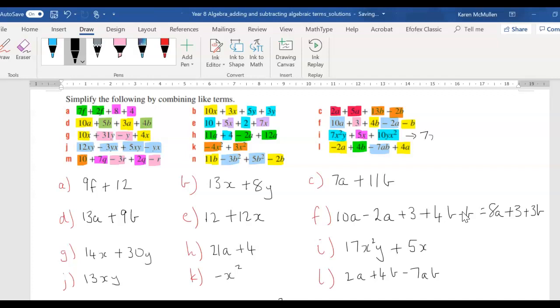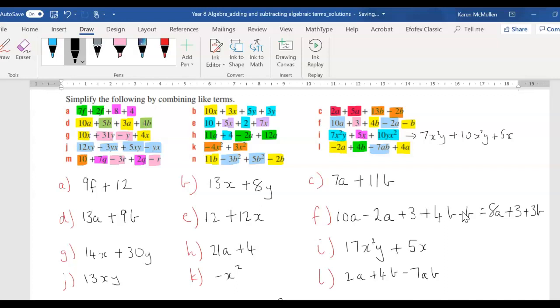So 7x squared y, and then I can write 10x squared y plus 5x. All right, and then you can see how I've added the 7 lots of x squared y to the 10 lots of x squared y to get 17 lots of x squared y plus 5x.